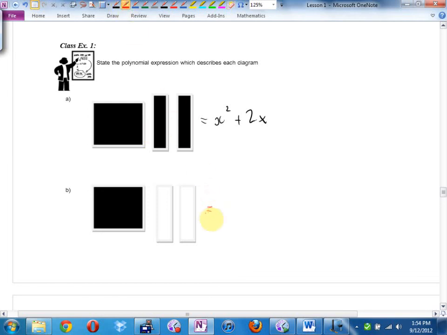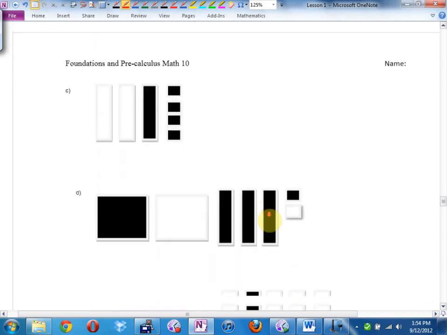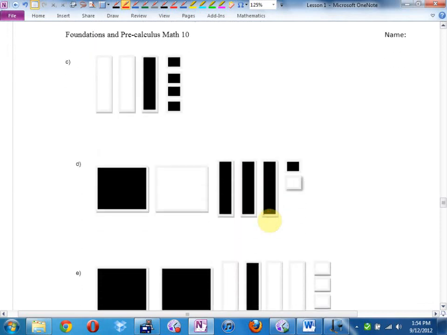What's B a drawing of? Yeah, Damien. X squared minus 2x. Okay. Next page. What's C a drawing of? Careful. Alex. Negative 1x. Ooh, nice. What? Wait a minute. I see a negative 2x and I see what happened?